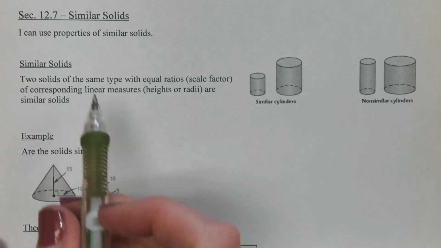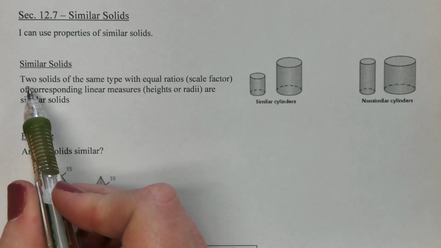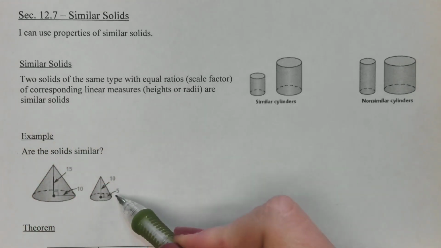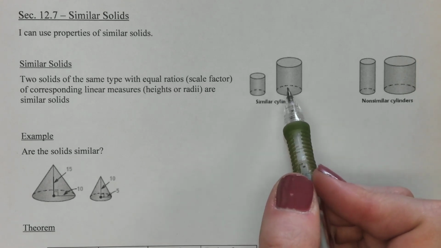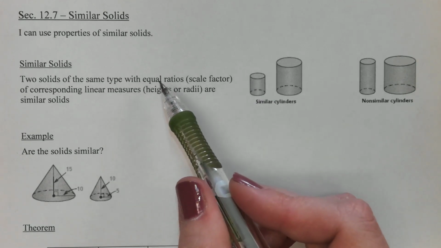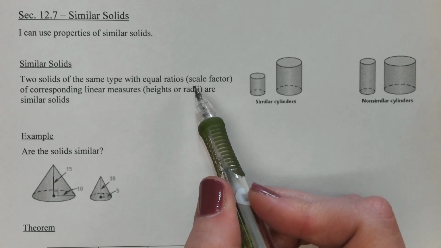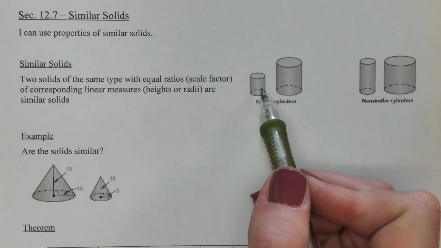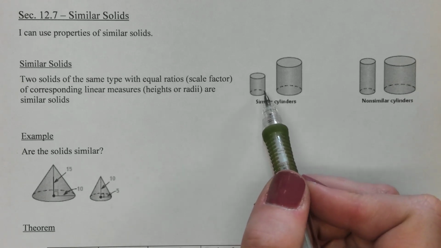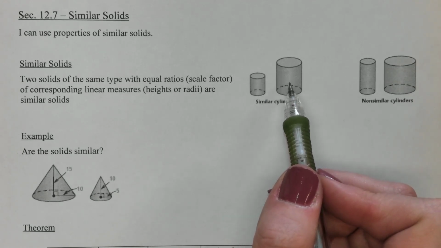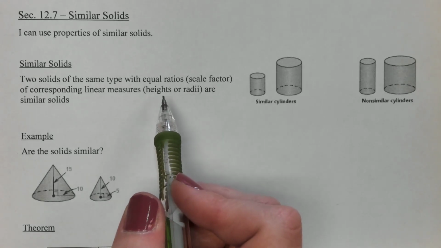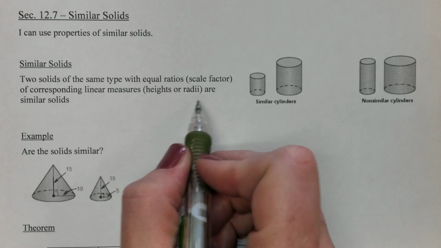Our description for similar figures is two solids that are the same type, so we can't compare cylinders to pyramids, that won't work. Cylinders to cylinders. They have to have equal ratios. That's going back to our scale factor. So they have to be proportionally the same. So if this one's twice as big, then every measure on here gets multiplied by 2 to go bigger. And you're usually comparing their heights or their radii. You could even say their side lengths are similar.